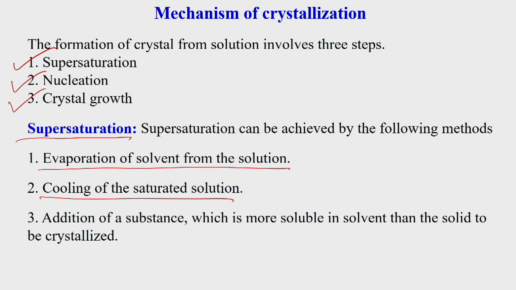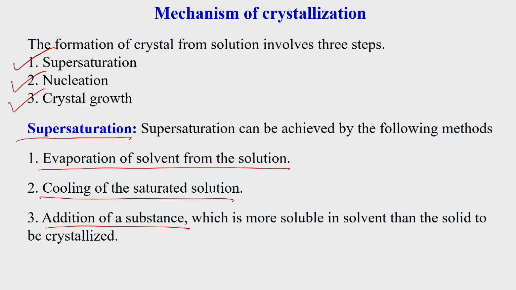Because whenever we have big crystals or big materials, their solubility will be low, because solubility is also dependent on the specific surface area. Whenever we convert this into small particles, the solubility will be increasing. If we cool down the saturated solution, supersaturation also will be created. Or sometimes addition of a substance which is more soluble in the solvent than the solid to be crystallized, then also supersaturation is created.